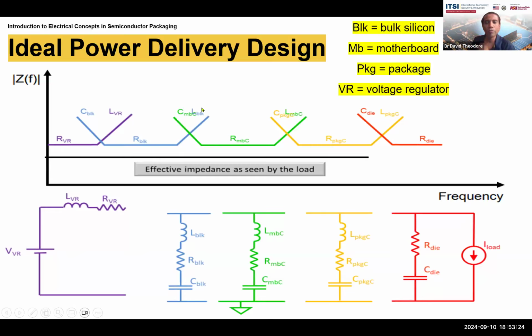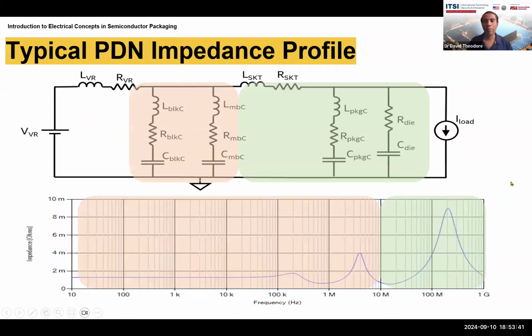Then here we have similar trough-shaped behaviors for first the voltage regulator, then the bulk, then the motherboard, then the package, and then the die. And so by looking at this, depending on the frequency, we have to control the impedance for whatever frequency you're going to try to operate the die at.